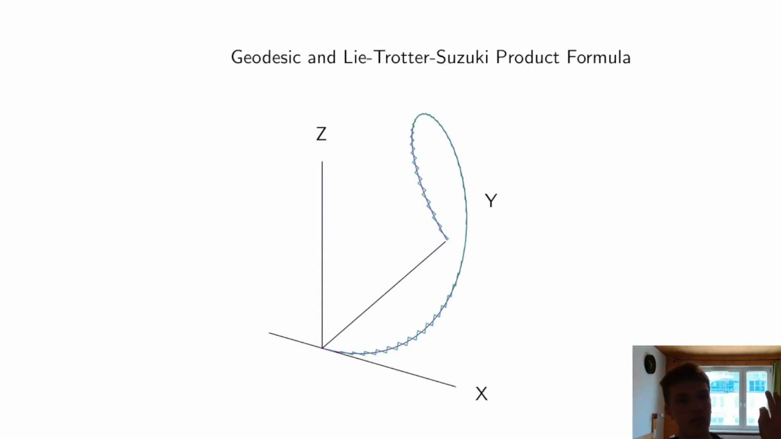Okay, here you now see the Lie-Trotter-Suzuki product formula in action for a sub-Riemannian geodesic that connects the identity and a rotation in the y-axis. And you can see it works pretty well.